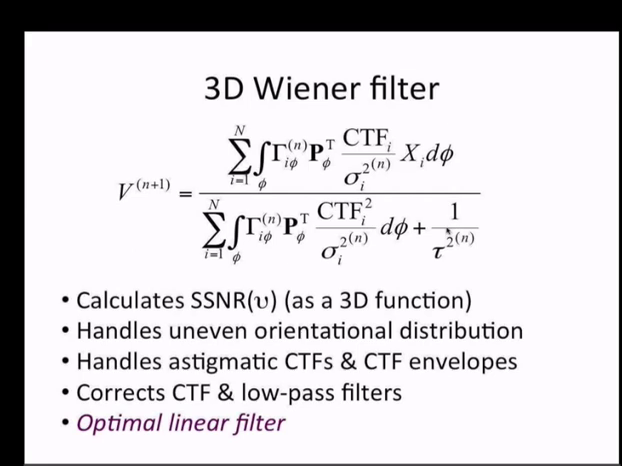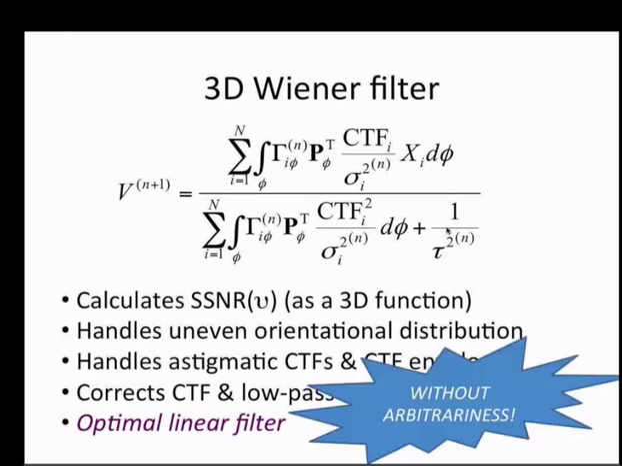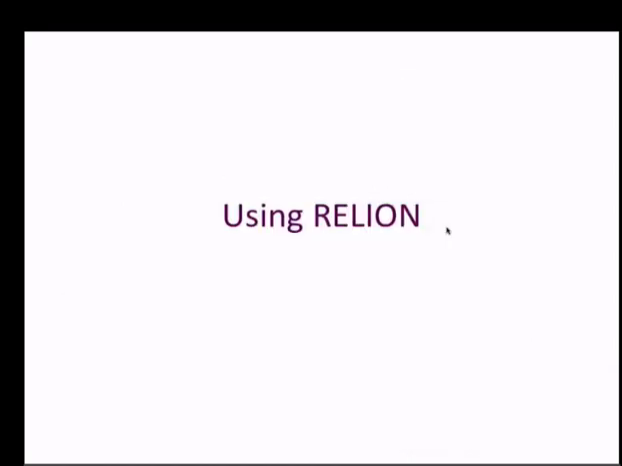So the Bayesian algorithm thereby, as you like, balances between prior information and experimental information. It will calculate by itself signal to noise ratios in your data and use those to optimally weigh the alignment functions and also the reconstructions when you calculate those. And all that is done without arbitrariness. So there are no parameters for the user to tune. And I think that's one of the main advantages of Relion.